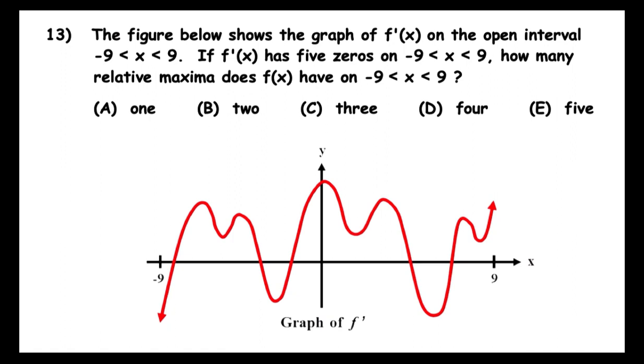All right, we're going to finish out with a couple multiple choice problems. This first one gives us the graph of f prime of x, the derivative, but it asks about f of x. It says, how many relative maxima does f of x have? People that don't read the directions think, how many maxes? This is the dumbest question I've ever seen. 1, 2, 3, 4, 5.